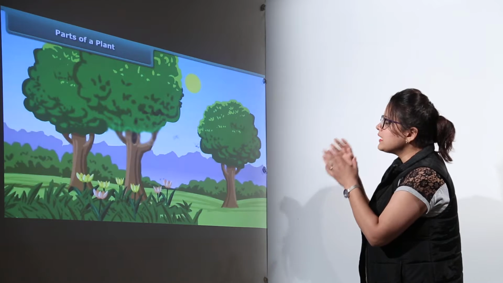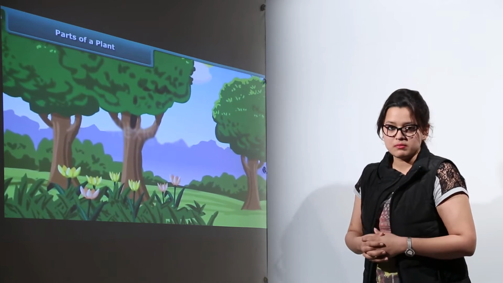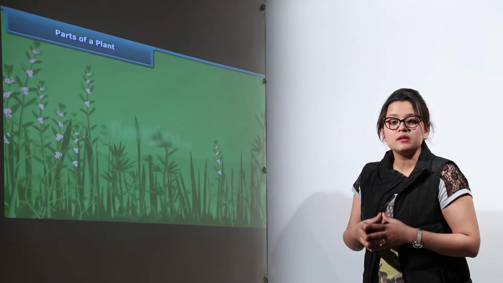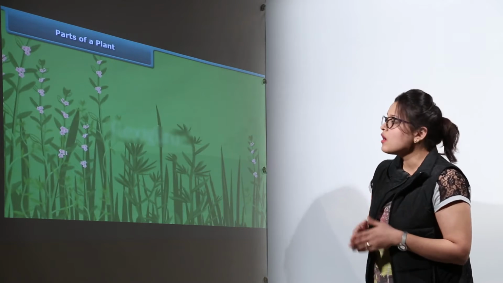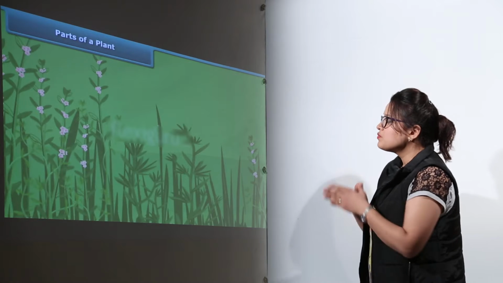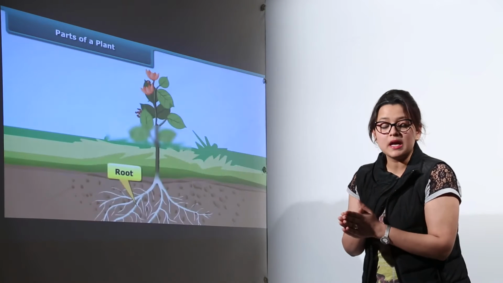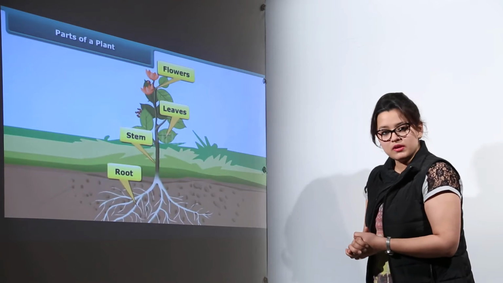Now you know that plants are very important and crucial for the survival of living beings, and they provide a lot of very important materials, like they are giving us fruits, vegetables, medicines, wood and so on. So we'll study the parts of plant in detail because each part of plant is playing a very important role in the lives of living beings.